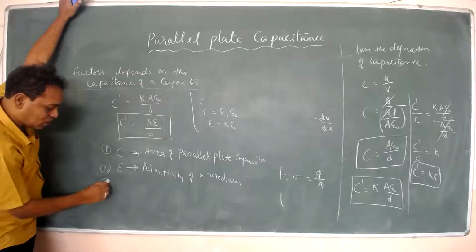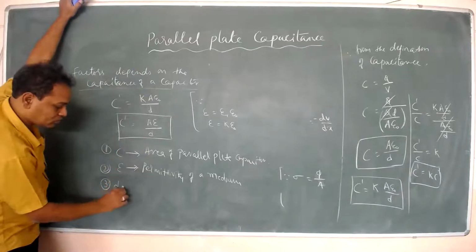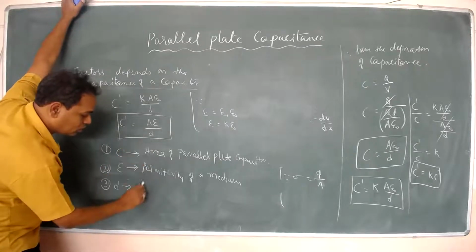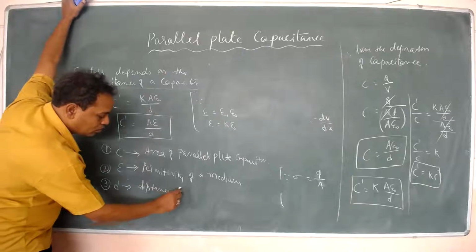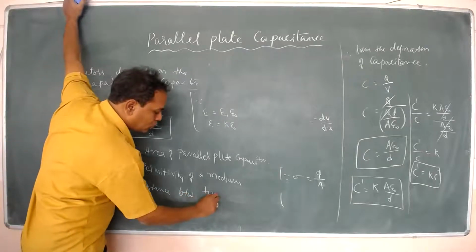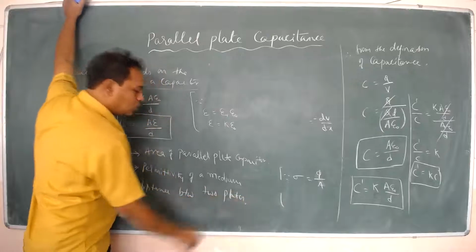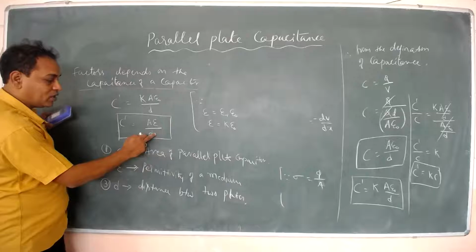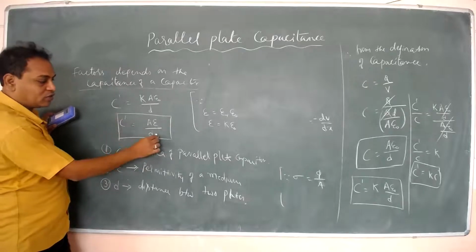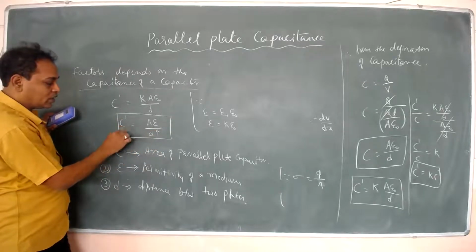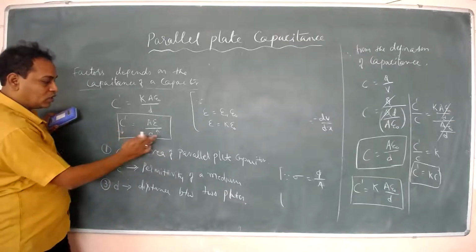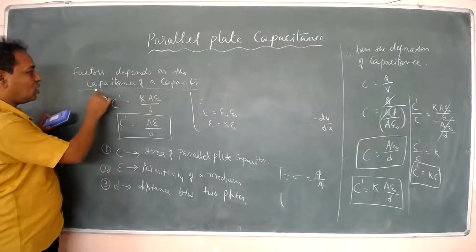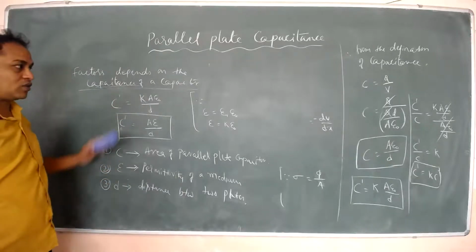Now the third one, that is d. It also depends on the distance between the two plates. So as the distance between the two plates increases, what will happen here? Capacitance will decrease. That means if this is increasing, this will decrease. So they are inversely proportional. In this way, these three are the factors on which the capacitance depends.